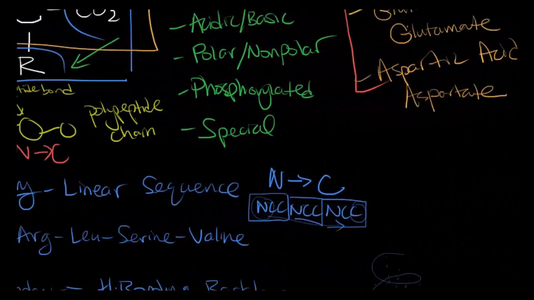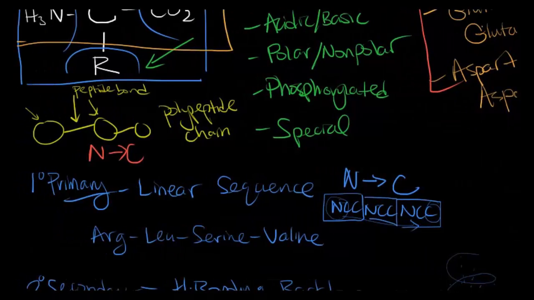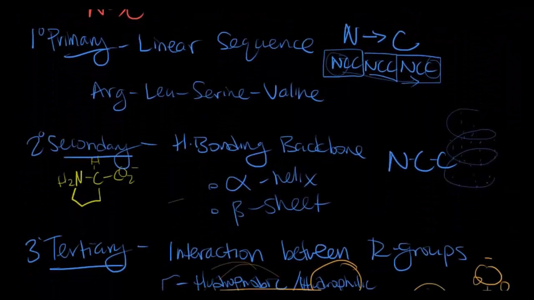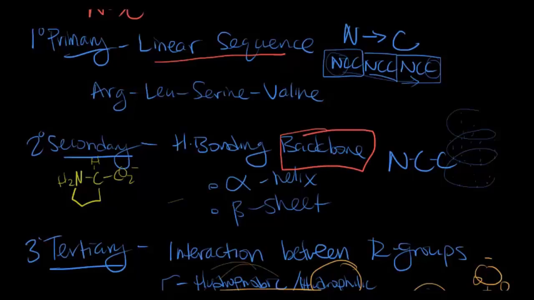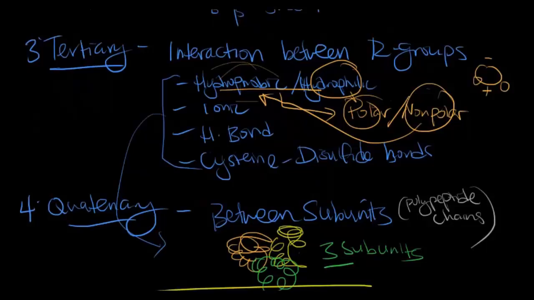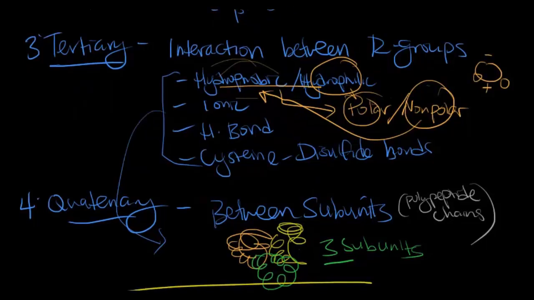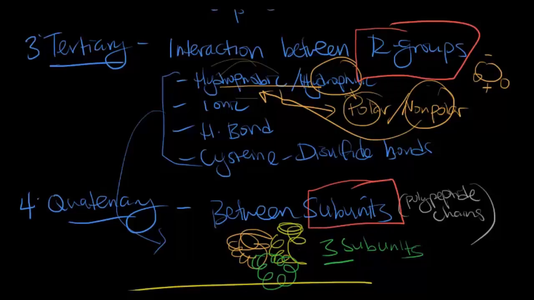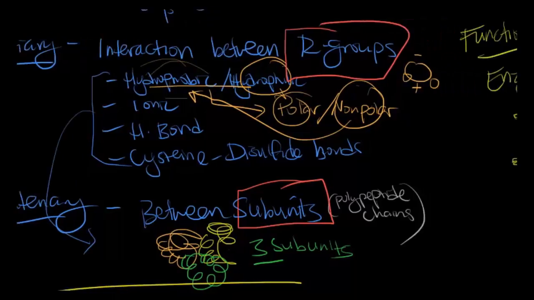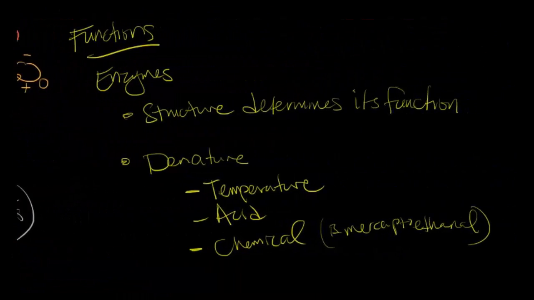Now, there are different levels of structure. The first one is the linear sequence, just basically the order that they're in. The next one is hydrogen bonding in the backbone. That's secondary structure. Tertiary structure is any interactions between the R groups. Quaternary is between different subunits. Last thing to remember is the function. The structure is what determines the function. And if we change the structure, we will change how well it can do its function.